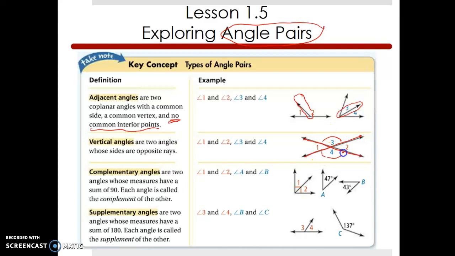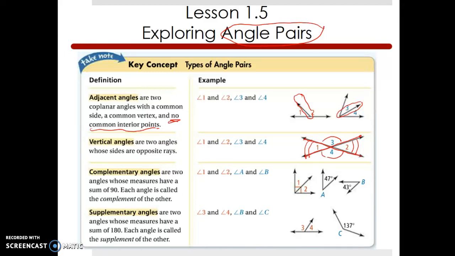So 3 and 4, and 1 and 2. We don't cover this in the lesson, but when you have vertical angles, they're equal to each other. So if this is 135, that's going to be 135. If angle 1 is 30, angle 2 is also going to be 30.